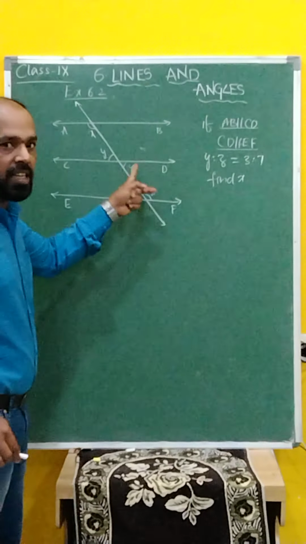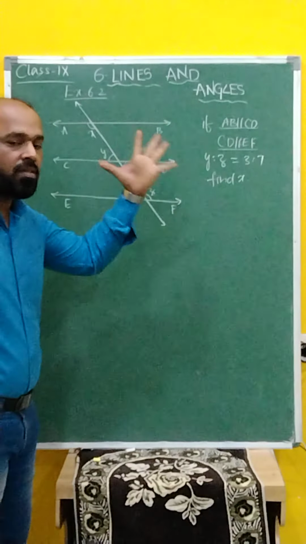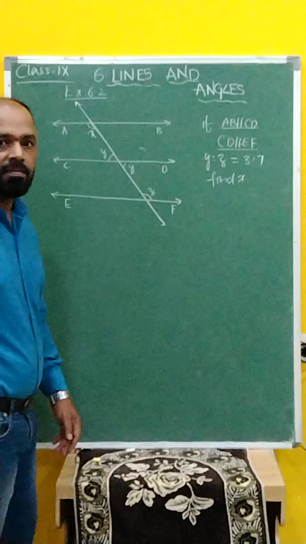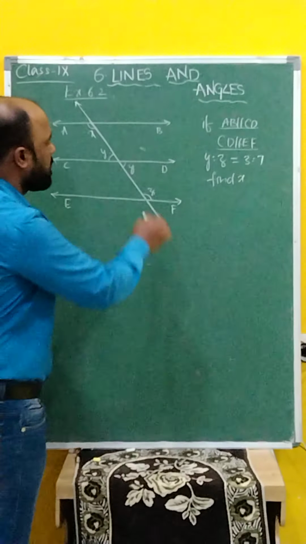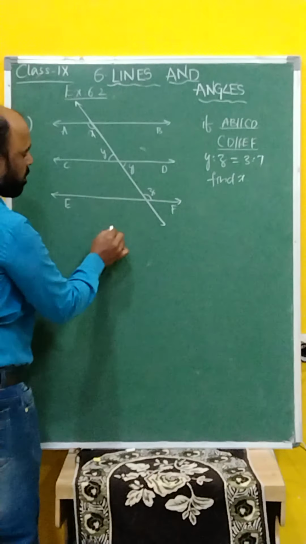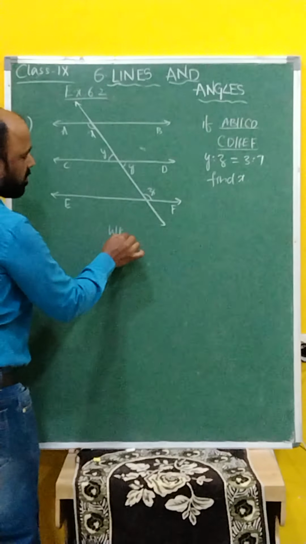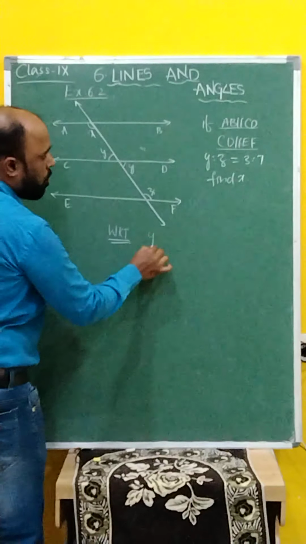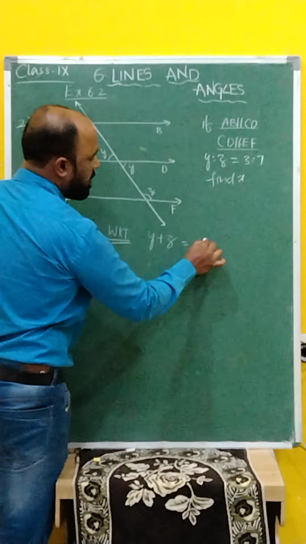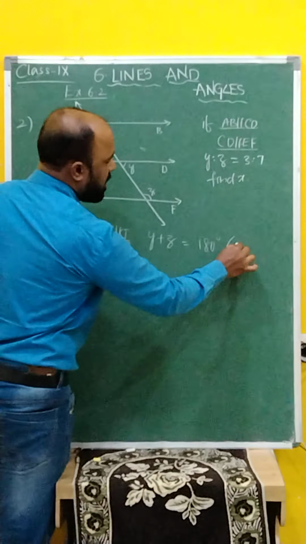Vertical opposite angles are equal, and this angle is also the same. Now observe one side, the sum of these two, what is it? It's obviously 180 because they are on the same side of the transversal. Clear? Now we know that y plus z is equal to what? 180 degrees. What is the reason?